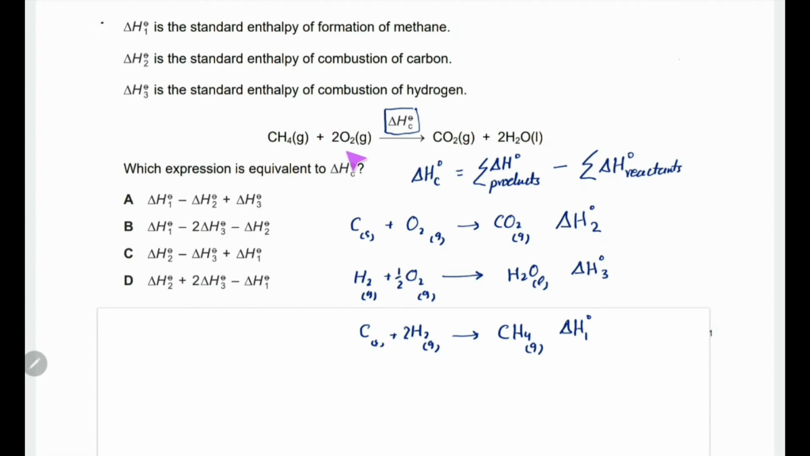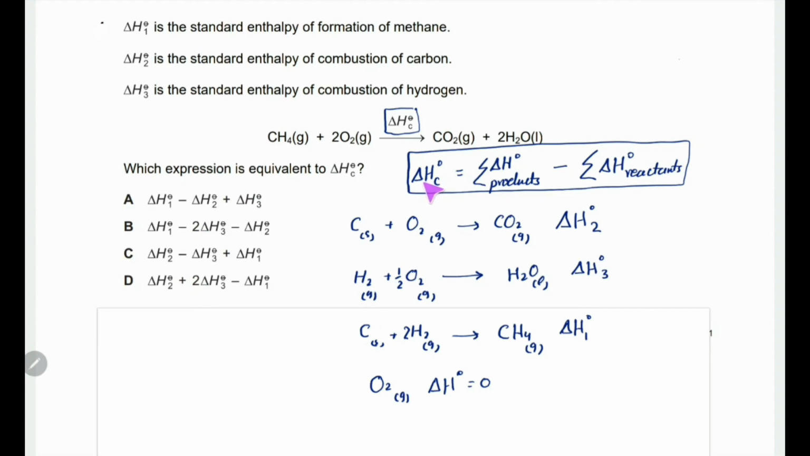The next species in the reactant is oxygen. And remember, all elements, when they are in their standard states, so oxygen gas is in its standard state, have the enthalpy of formation 0. So now we have all these values here. We will put these values in this equation, and then we will match it to the choices.